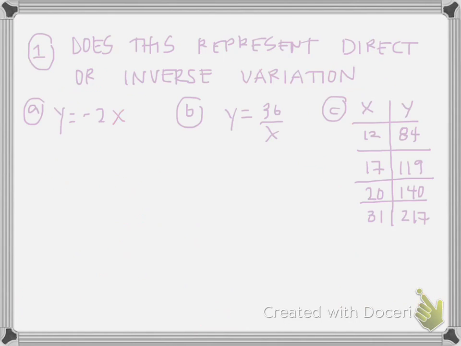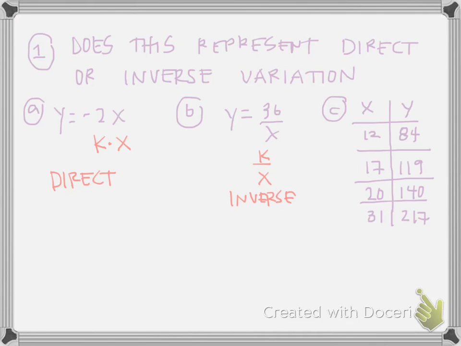So let's look here. What do these represent? Do these represent direct variation or inverse variation? So let's look. y equals negative 2x. So it's got a constant k. It's in that form, right? So this represents a direct variation. The b part is y equals 36 over x. So it's in the form k over x. So that would be an inverse.